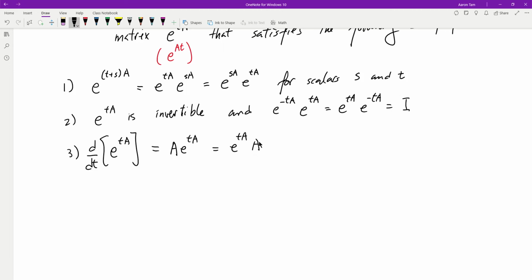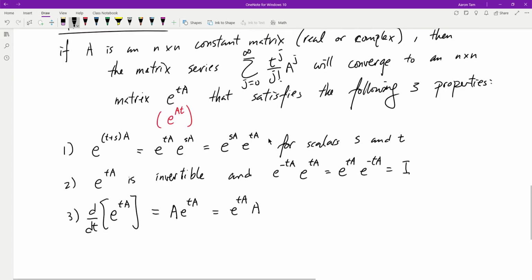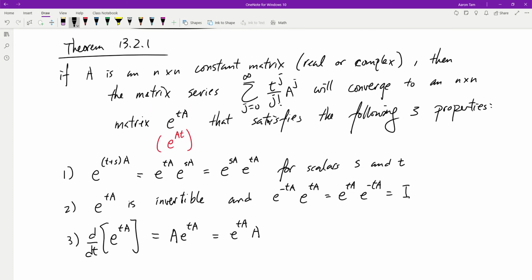We actually have A e to the tA, or e to the tA times A, depending on which way you want to write the multiplication. And in this case, the multiplication is commutative, so it doesn't matter which way you write it. Remember, that's not generally true with matrix multiplication. So that's how e to the tA and e to the negative tA work out: they follow the same property as the exponent rule, where you add the exponents together when you multiply. When you form the inverse, you put a negative.